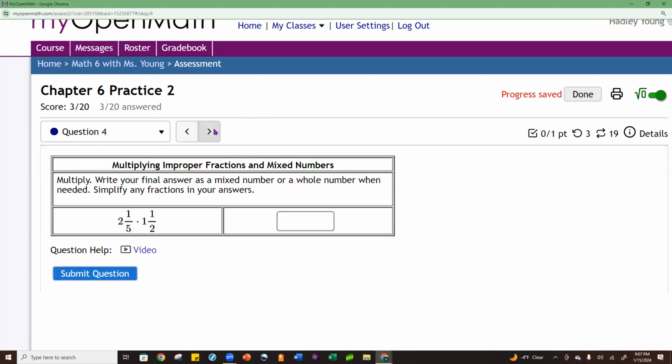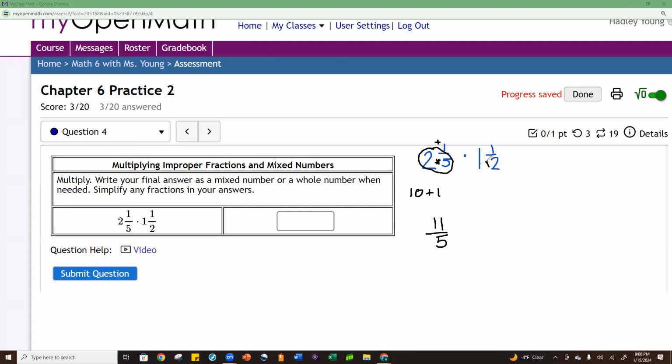Okay, here we have multiplying improper or mixed numbers, but it helps to change them to improper fractions. Otherwise, you need to make a generic rectangle, and that ends up being a lot more steps. So I'm going to copy down the question over here. I have 2 1/5 times 1 1/2. We first convert them to improper fractions. So I do 2 times 5, and then I add on the 1. So 2 times 5 gets me 10, plus 1 gets me 11. So this is 11/5.